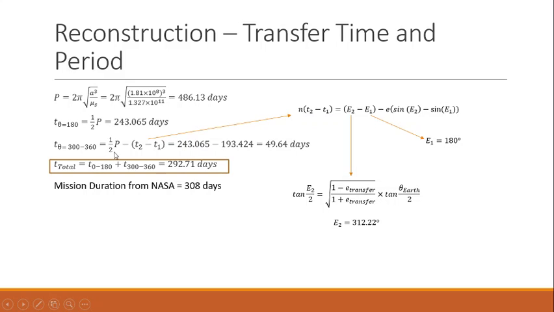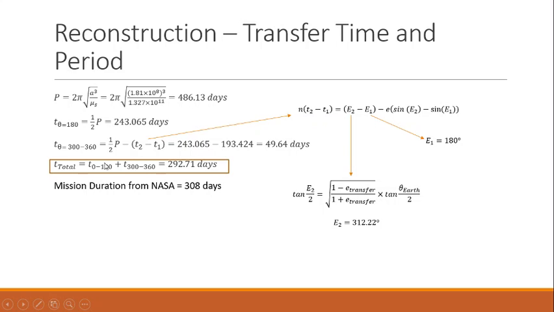And we can also find the time from theta 300 to theta 360. Sorry, we get it by subtracting the time at theta of 180 degrees minus T2 minus T1. We can find T2 minus T1 by using this equation. The E1 is 180, and E2 can be found by using this equation. E2 is 312.22 degrees. And after that, we know that T2 minus T1 is 193.424 days. So we get the T needed from theta 300 degrees to 360 degrees is 49.64 days.